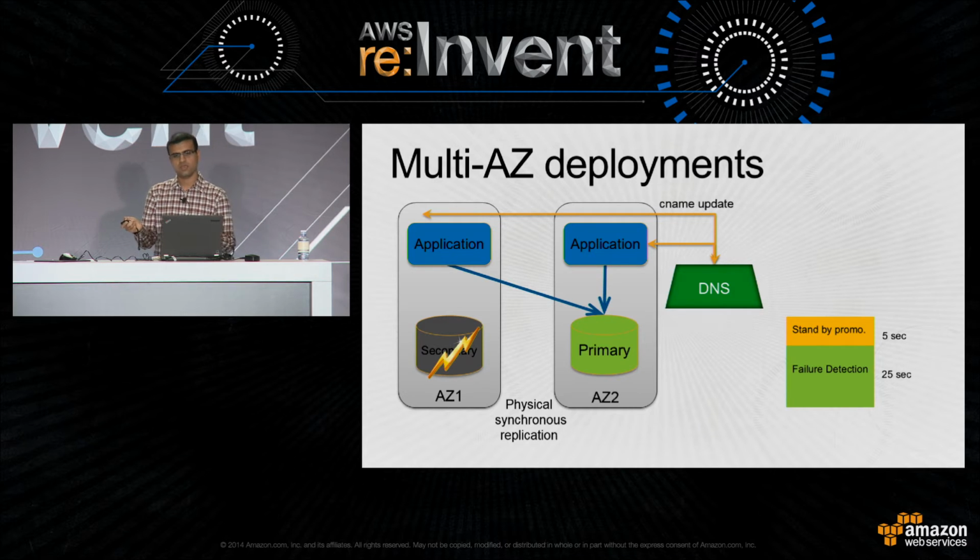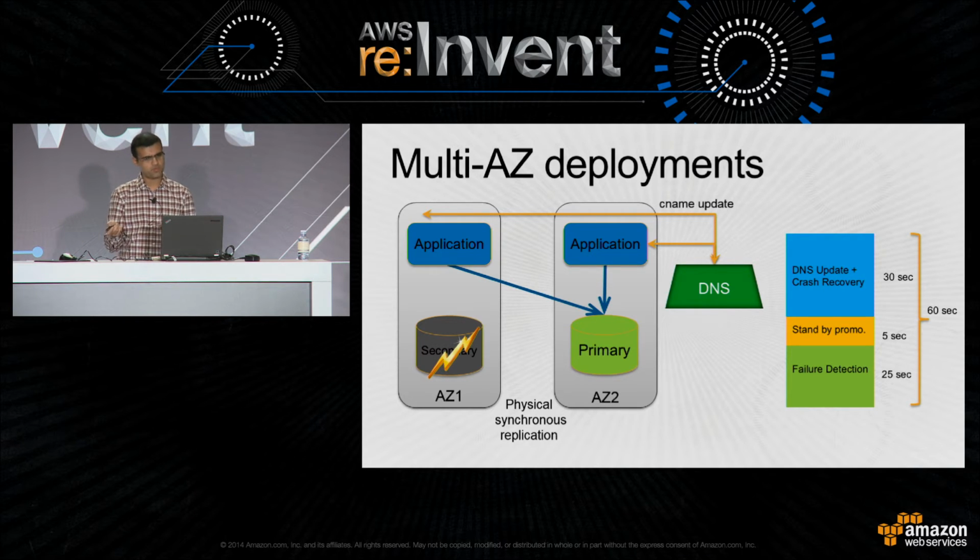behind the scenes. So after failover, or along with the failover, we also perform crash recovery on the secondary instance, or newly promoted primary instance. So DNS update and crash recovery typically takes about 30 seconds. So in total, the failover time is ballpark 60 seconds on average. This could be higher if, for example, you're using magnetic storage instead of GP2 or provisioned IOPS storage. So that tends to increase the crash recovery time, which could increase the total failover time.